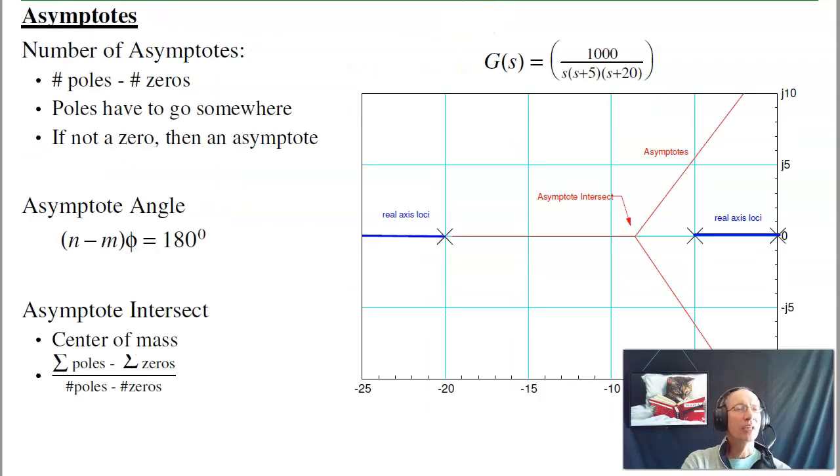Asymptotes. Poles go to the zeros. This pole goes to -infinity. These two poles come together, and they've got to go somewhere. There aren't any zeros for them to go to, so these two poles have to go to an asymptote. And that's what these red lines are.